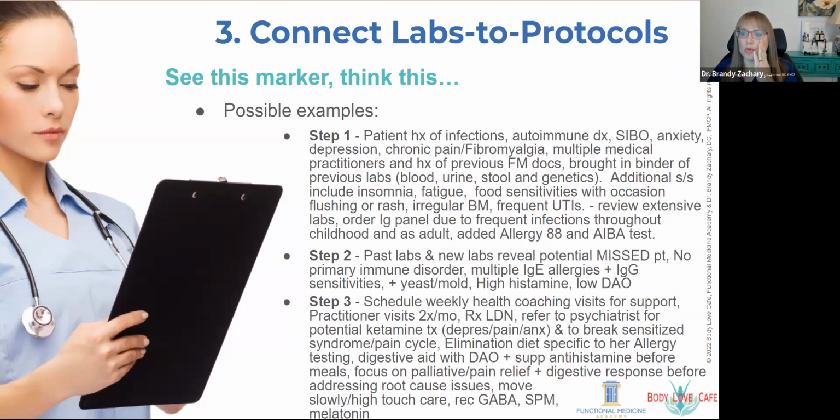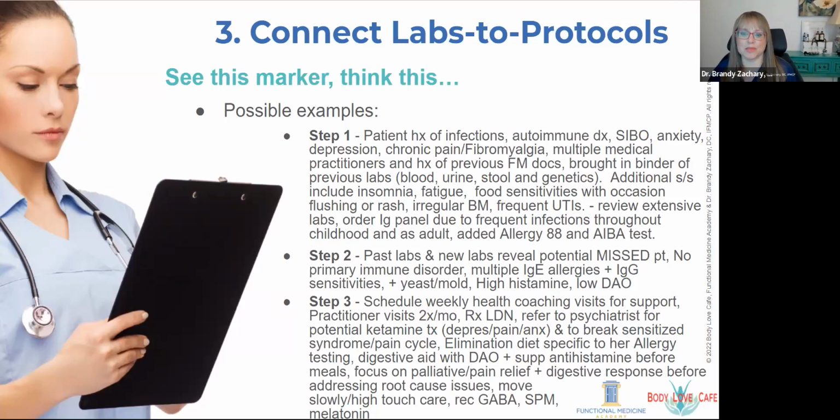All right, so step 1, patient history of infections, autoimmune disease, SIBO, anxiety, depression, chronic pain, fibromyalgia, multiple medical practitioners, and history of previous functional medicine doctors. Brought in a binder of previous labs, including blood, urine, stool, and genetic testing. This may sound like a crazy complicated patient. We get them all the time.